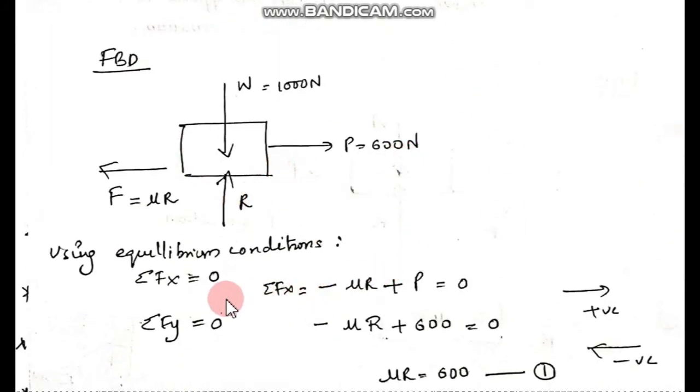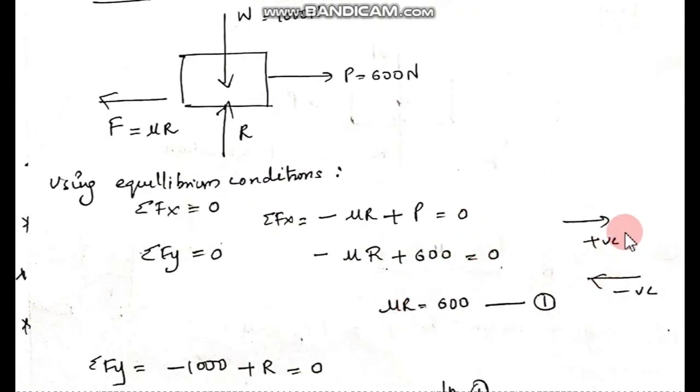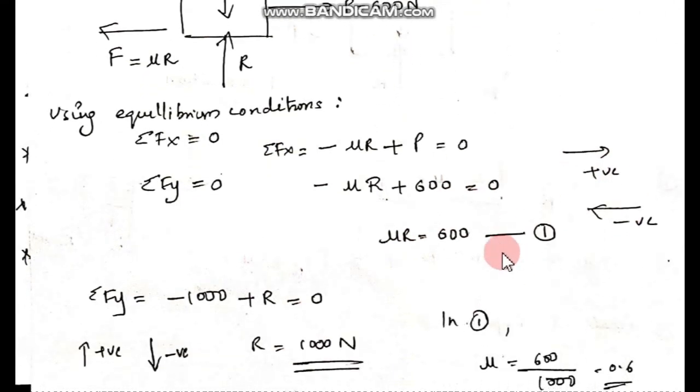Now as usual, equilibrium conditions, normally only two are used in solving problems. Write Fx, Fy, the sign convention is like this. You get mu R is equal to 600, and from Fy directly you get R is equal to 1000. Okay, now if you substitute the value of R here, you will get the value of mu, which is 0.6. So the question was, I have not written the question here, but the question was to find out the coefficient of friction. Okay, so it's very easy.